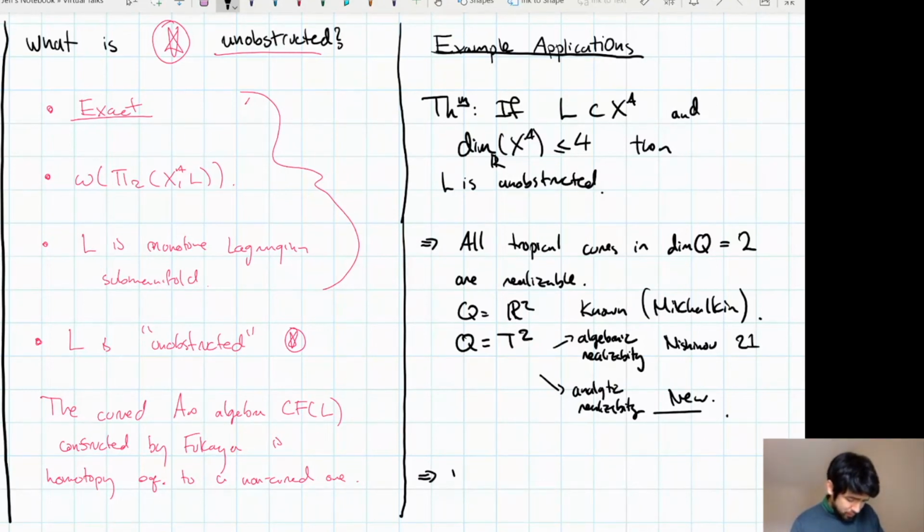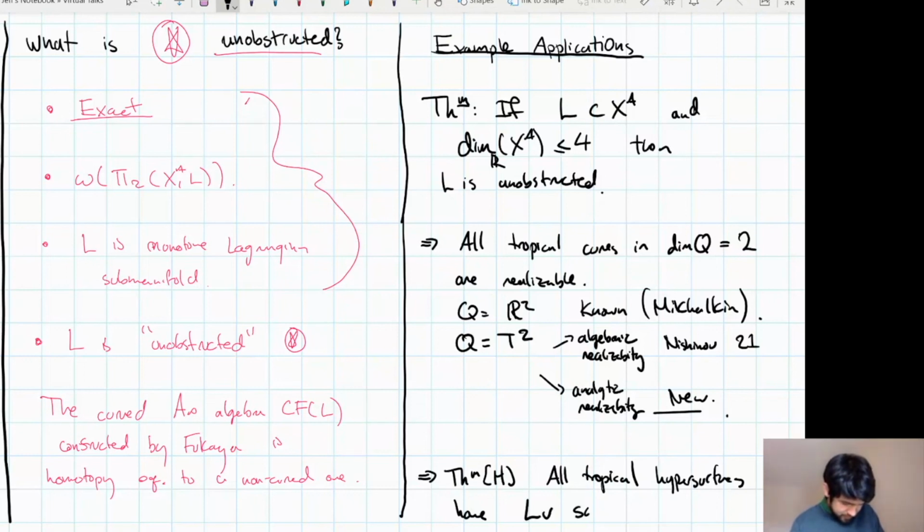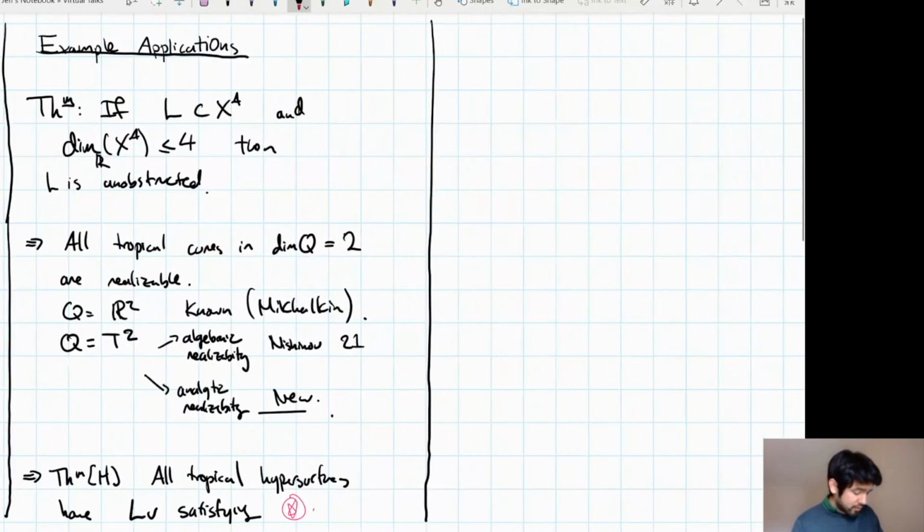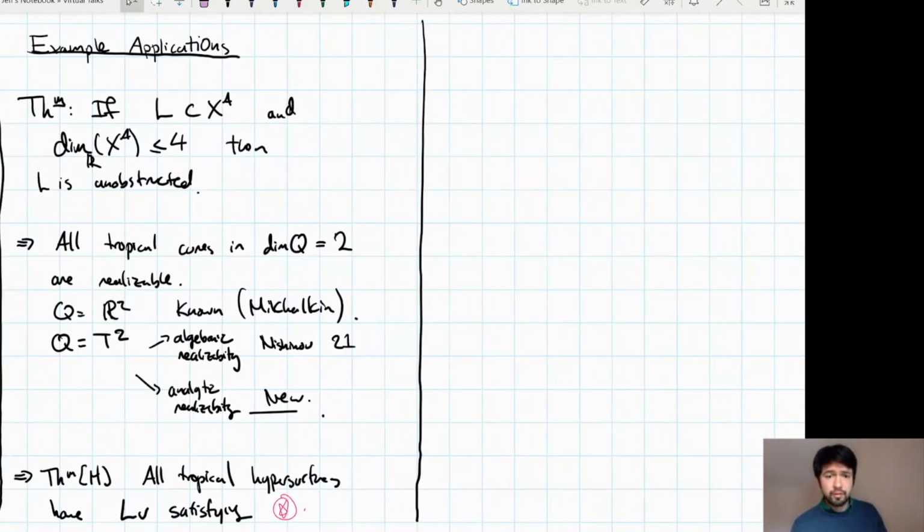In work from my thesis, I prove that all tropical hypersurfaces have LV satisfying this condition star. Again, in the case of surfaces, or in the case of Rn, this was something that was known, I think probably even from before the work of Mikhalkin, you can just explicitly write down the tropical realization, but in general, it's tricky.